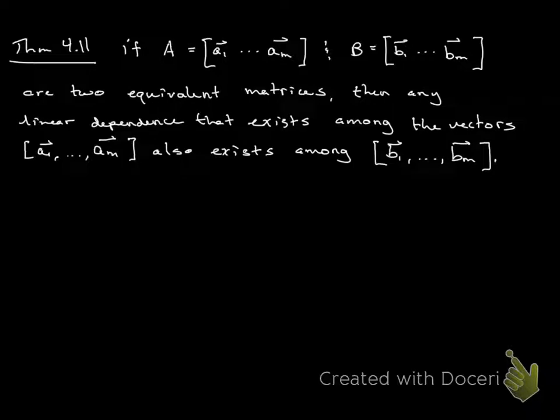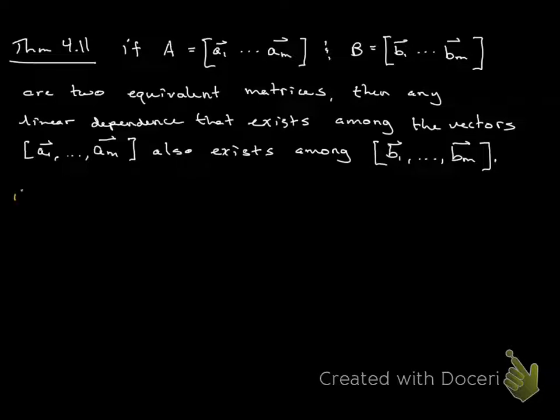Basically what that says is, if I have a matrix and I reduce it, or find an equivalent matrix, and I find that a couple of columns are linearly independent in B, then those same columns in A will also be linearly independent.